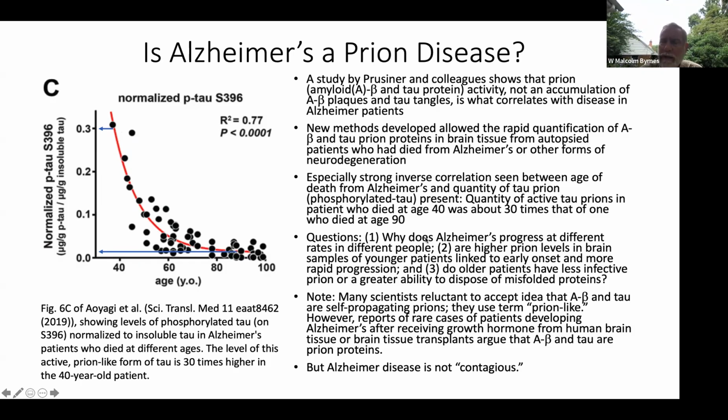But some questions remain. Why does Alzheimer's progress at different rates in different people? Are higher prion levels in brain samples of younger patients linked to early onset and more rapid progression? Probably. And third, do older patients have less infective prion or a greater ability to dispose of misfolded proteins? That's unresolved. I should note that many scientists are reluctant to accept the idea that A beta and tau are self-propagating prions. They use the term prion-like. However, reports of rare cases of patients developing Alzheimer's after receiving growth hormone from human brain tissue or brain tissue transplants argue that A beta and tau are in fact prion proteins.